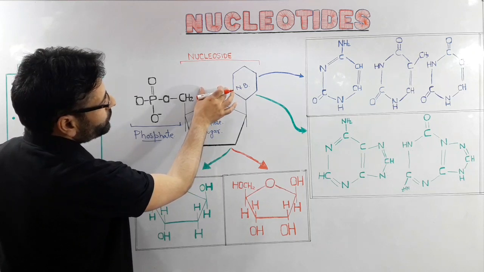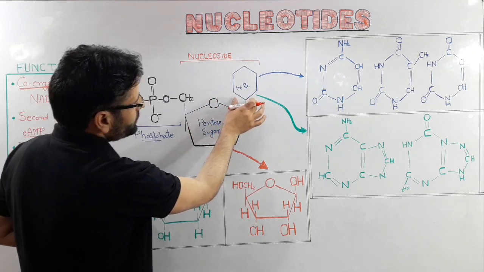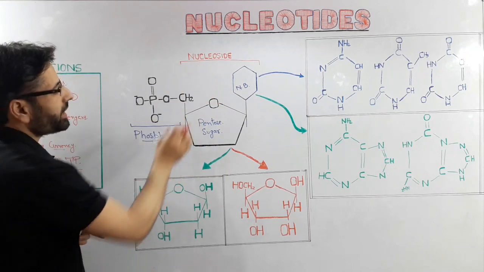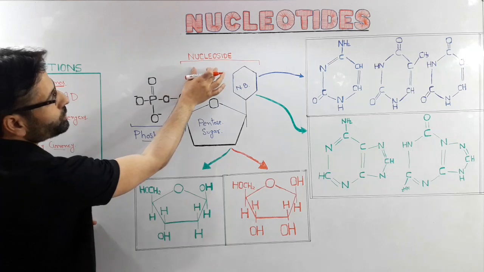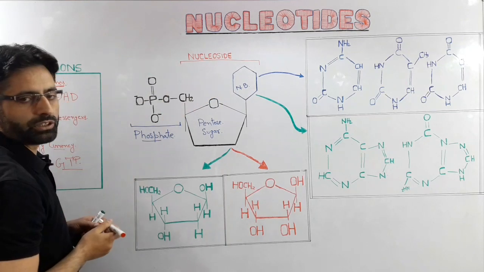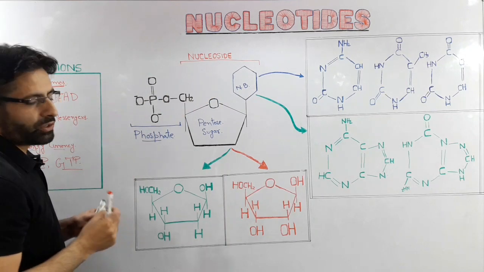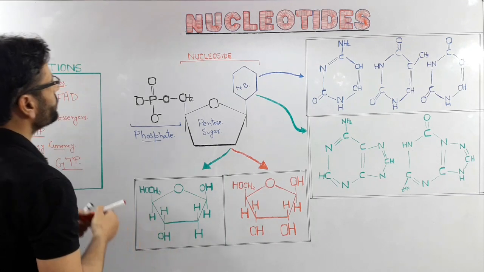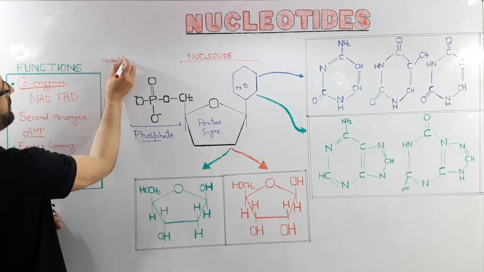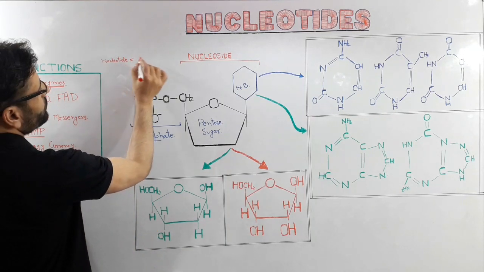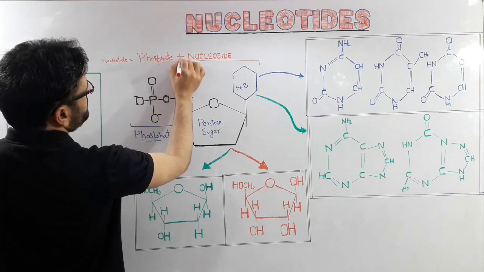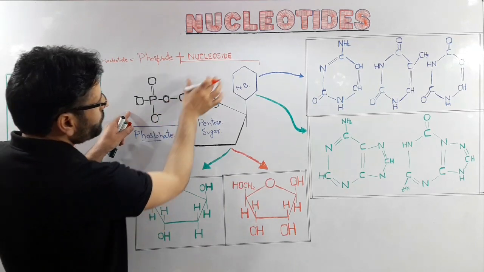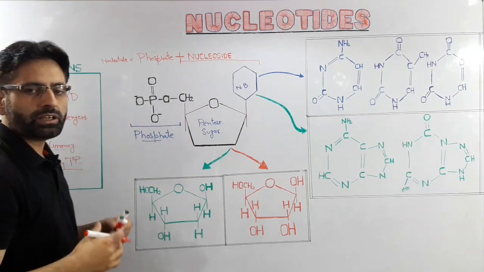This portion of the nucleotide, nitrogen base and pentose sugar, is called the nucleoside. And if you attach this phosphate group to this nucleoside, then it will be the nucleotide. That is, you can say that nucleotide is equal to nucleoside plus phosphate group. Here you can write: nucleotide is equal to phosphate plus nucleoside. So attach a phosphate group to the nucleoside, and you will have a nucleotide.